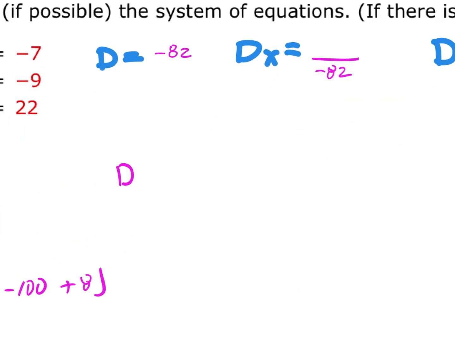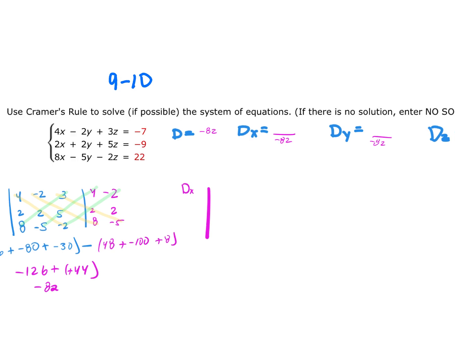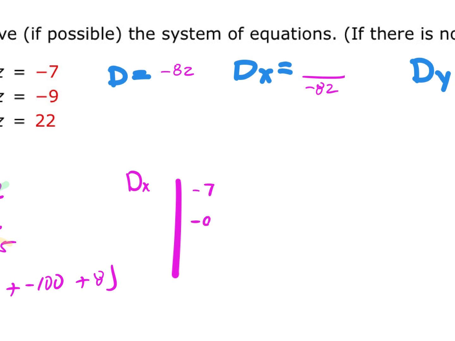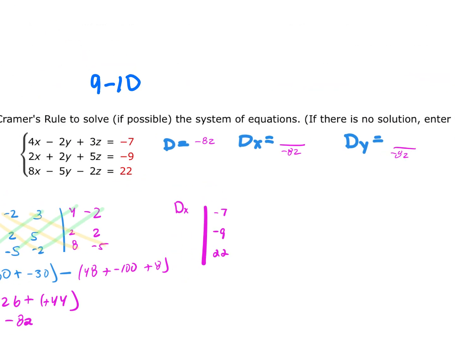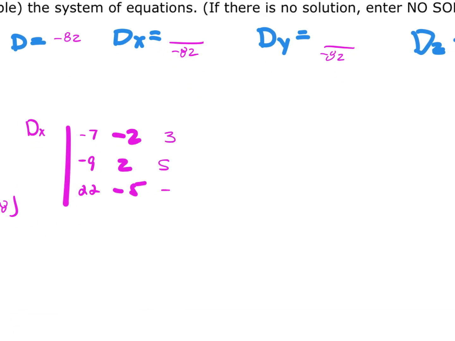So what you're going to do to find d sub x is, instead of writing my x coefficients, I'm going to replace them with the answers. So whatever variable you're looking for, d sub x, d sub y, d sub z, you replace that column with the answers. So I'm going to put negative 7, negative 9, and 22 for x, because that's what I'm looking for. Then I put negative 2, 2, negative 5, and then 3, 5, negative 2. Recopy the first two columns, so negative 7, negative 9, 22, negative 2, 2, and negative 5.